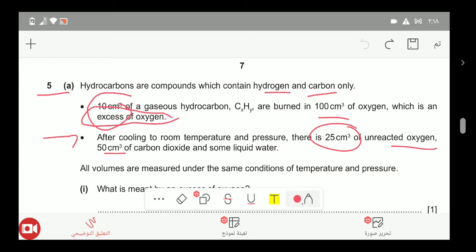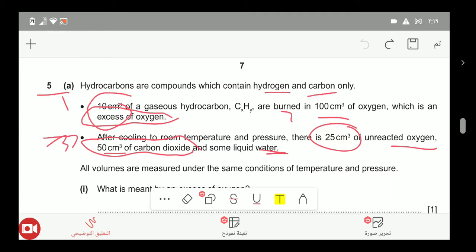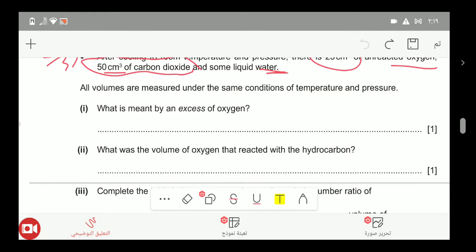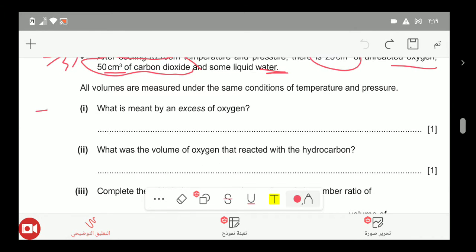Then 50 cm³ of carbon dioxide and some liquid water remain also. 50 cm³ of carbon dioxide. All volumes are measured under the same conditions of temperature and pressure. So let's move to question number 1. What is meant by excess of oxygen?